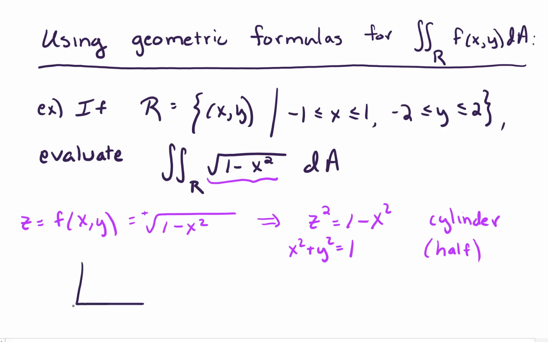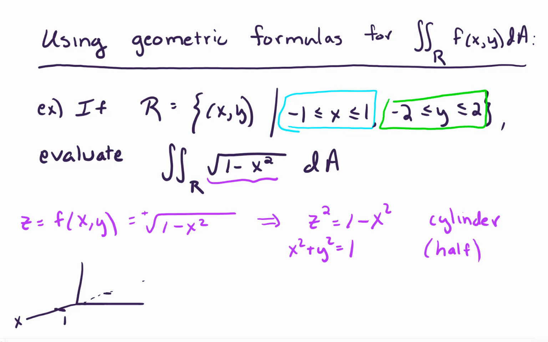So let's draw a picture of what we're looking at, and then we can use a geometric formula to solve this. Here we have our x, y, z coordinate system. x goes from -1 to 1, so we'll come out 1, and then the x-axis goes back into the page, so we'll go -1 back in there. y goes from -2 to 2. So our y-axis runs horizontal here, and we'll go out to 2, and then the other side over to -2.